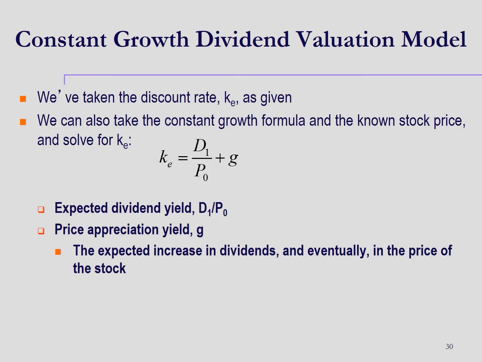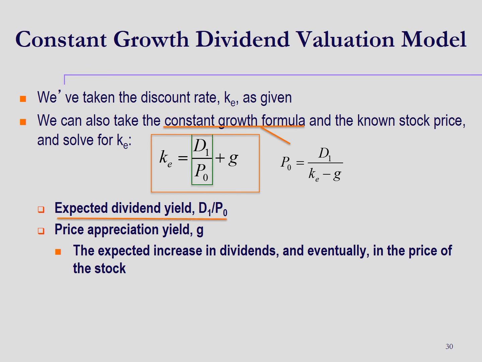We have taken the discount rate, that is the required rate of return Ke, as given. We can also take the constant growth formula and the known stock price and solve for the required rate of return Ke. We arrive at the following formula. The required rate of return is equal to the expected dividend yield calculated by the expected dividend next period divided by the current share price plus the constant dividend growth rate g, also known as price appreciation yield.